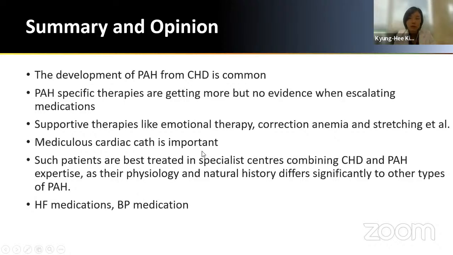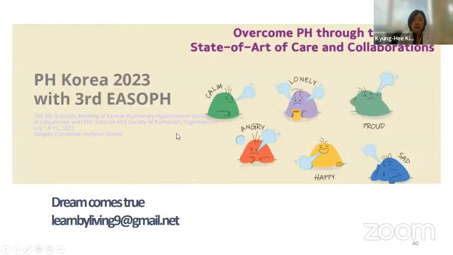And also in adult congenital disease, we should give heart failure medication and also BP medication. And also we have to consider a multi-center study.